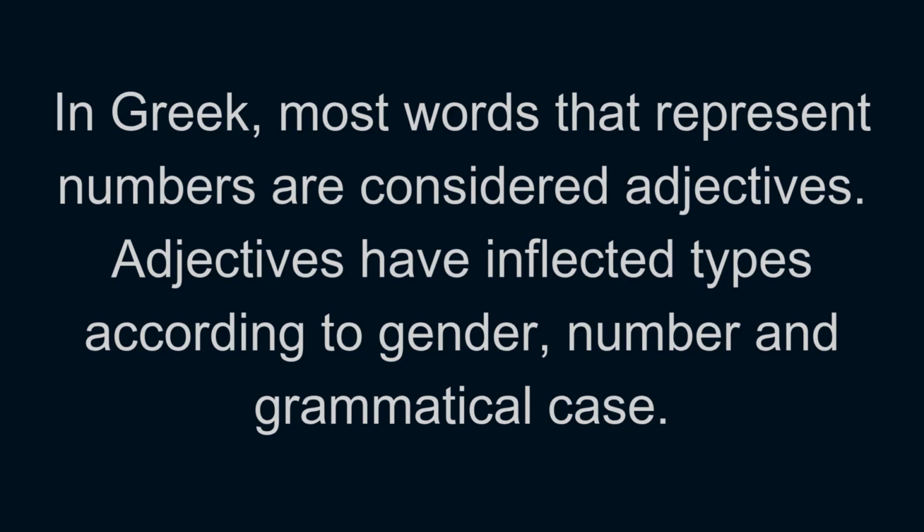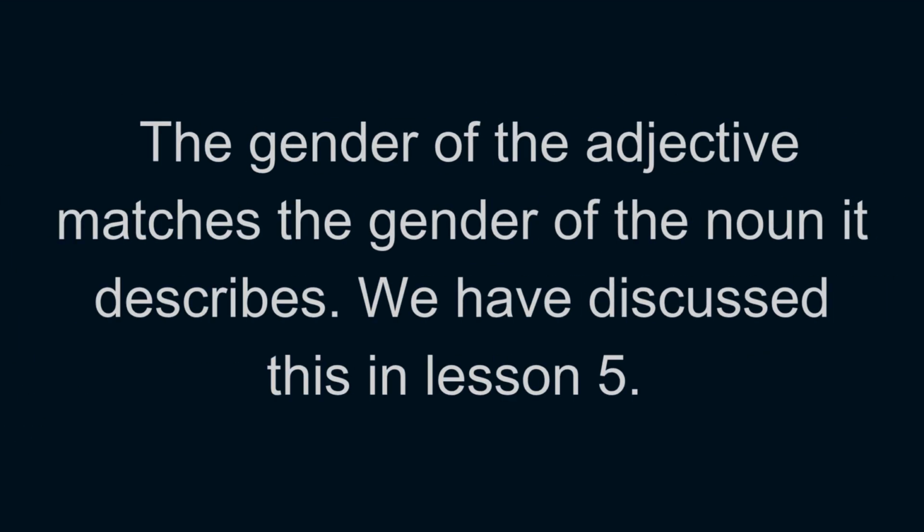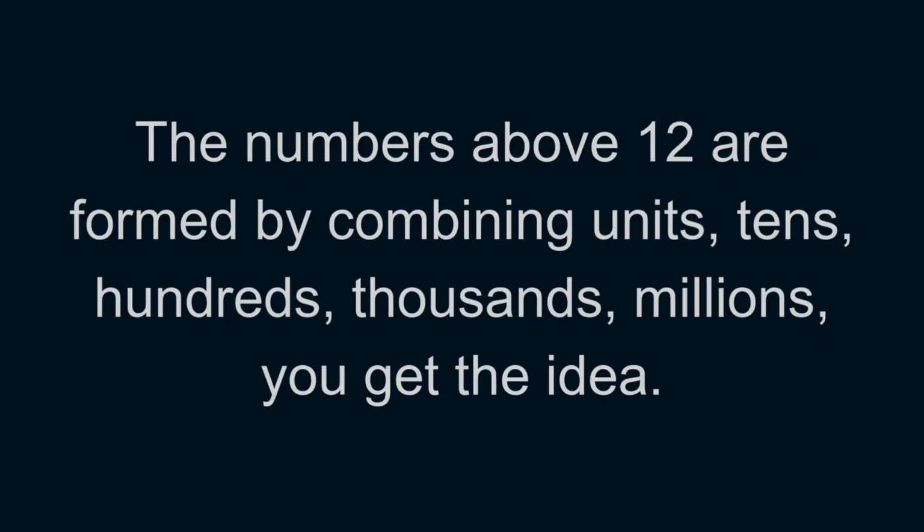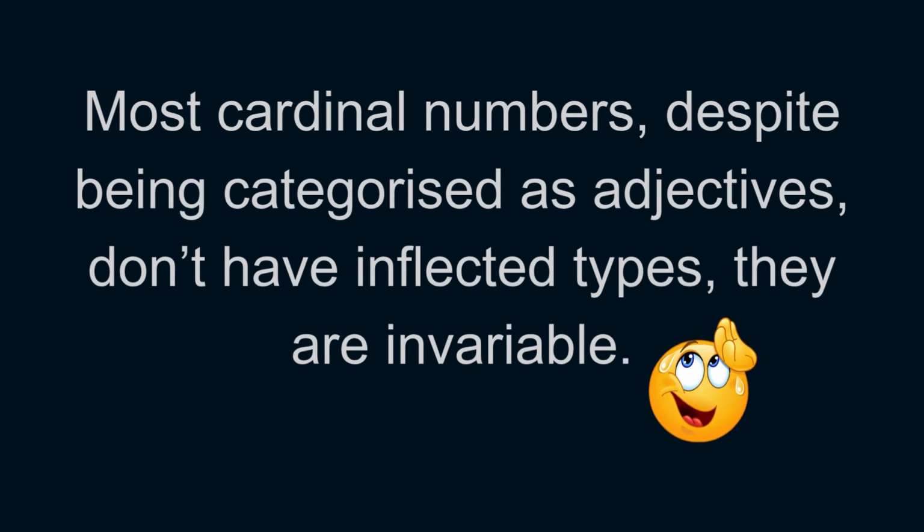In Greek, most words that represent numbers are considered adjectives. Adjectives have inflected types according to gender, number, and grammatical case. The gender of the adjective matches the gender of the noun it describes. We have discussed this in Lesson 5. The numbers above 12 are formed by combining units, tens, hundreds, thousands, millions. You get the idea. Most cardinal numbers, despite being categorized as adjectives, don't have inflected types.